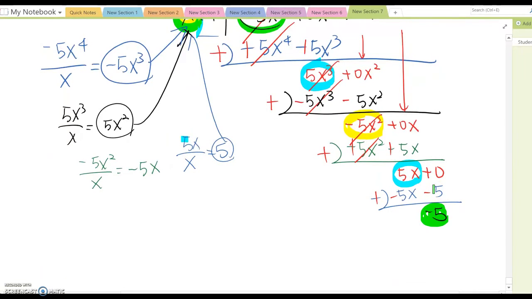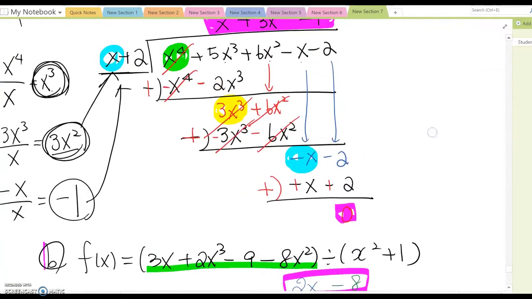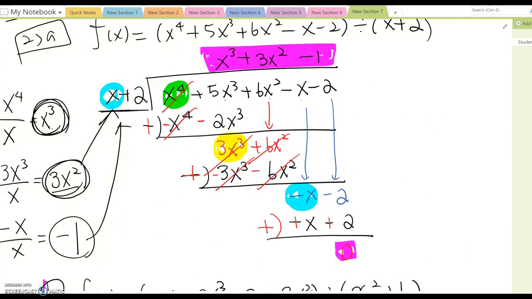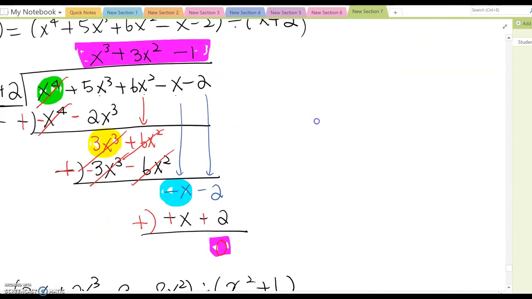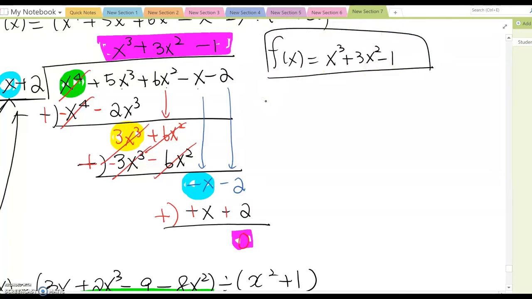Okay, now how do we indicate those answers in function form? In this case we just go back to the previous question. So we can write the answer f(x) equal to x cubed plus 3x squared minus 1. And now there's no remainder, so that should be the answer for this case.